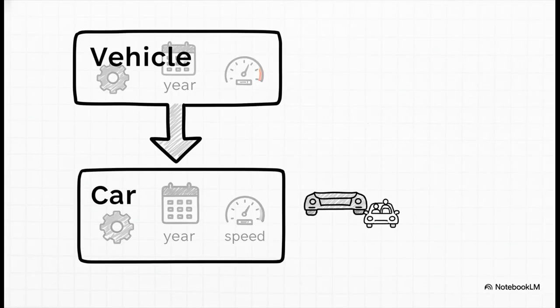And this is the brilliant part. The car class automatically gets all that stuff from vehicle, the engine, the make, the model, without us lifting a finger. Then we can add the details that are unique to cars, like bumpers or how many people it can carry. It's just so clean, so logical, and unbelievably efficient.